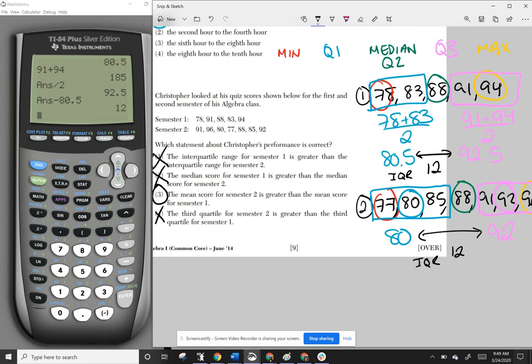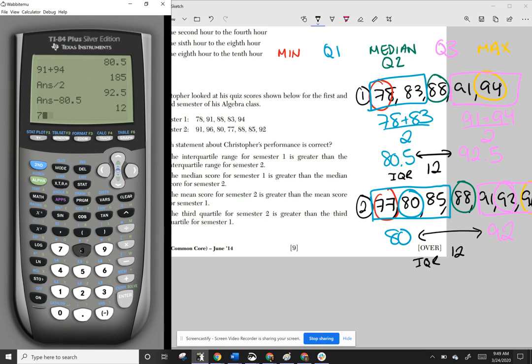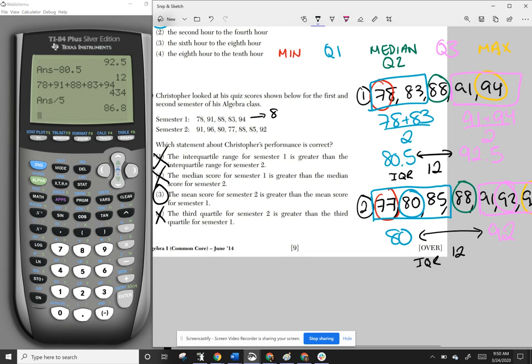But why don't we just go ahead and be very, very sure. So the mean, we have to add all of them up and divide by the number of numbers. So for semester 1, we're going to do 78 plus 91 plus 88 plus 83 plus 94. At this point, I would press enter, and now you divide by however many numbers there are, in this case 5. So the mean here is 86.8.